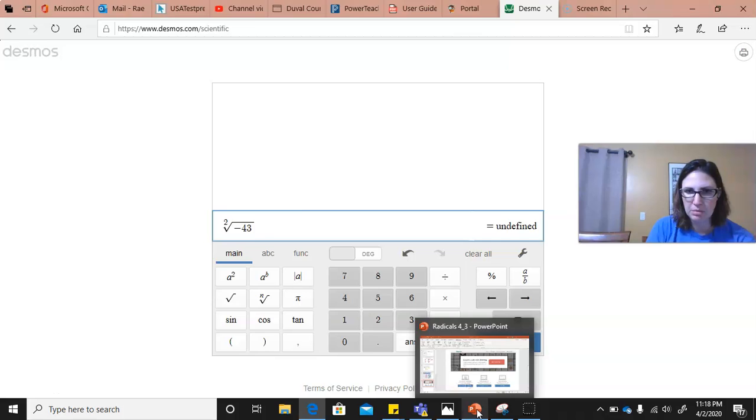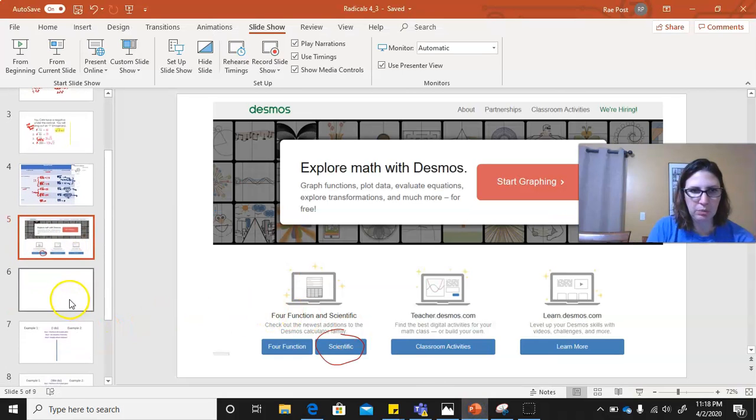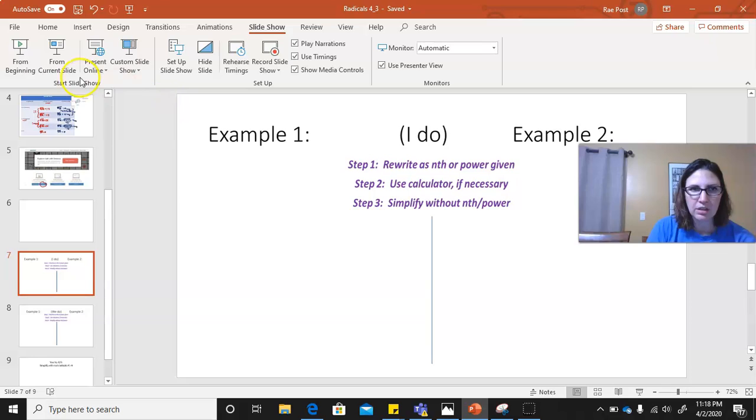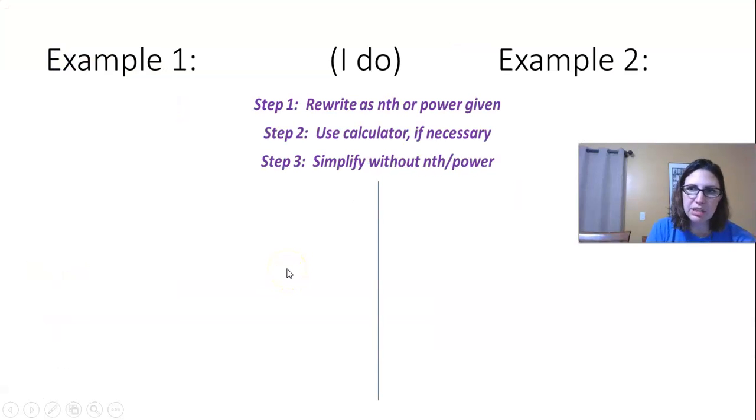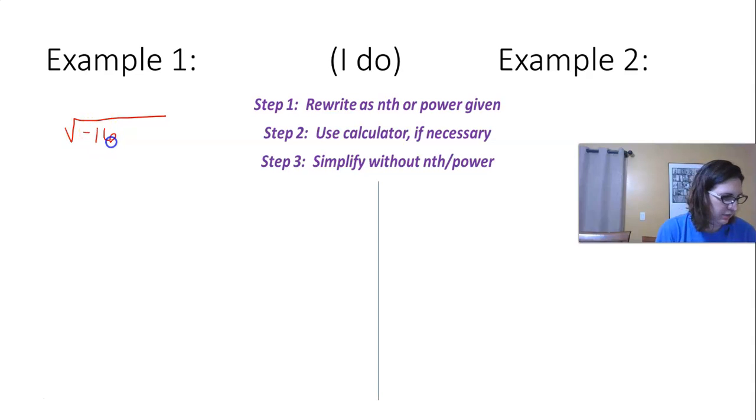Okay, let me go back to our PowerPoint. Where are we? We are right here. I want to go over a couple of examples with you. We should go pretty quickly. Here's the first one: the square root of negative 16, x to the 4th, y to the 8th. We have a negative here, and this is something that we've been doing today, so you should still be okay with this one.